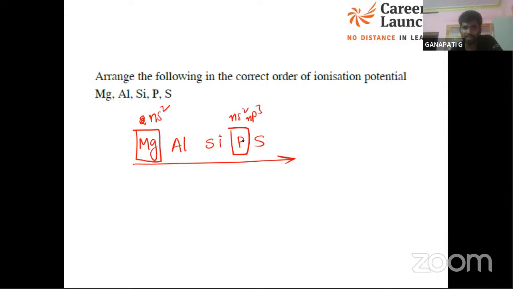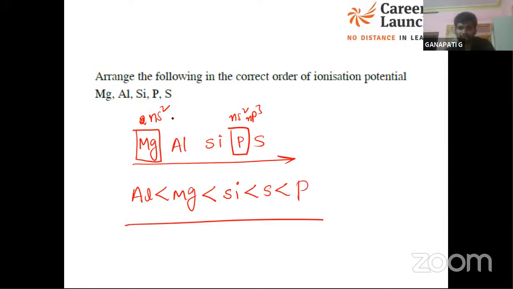Because of this, it will have more. So aluminium is less than magnesium, which is less than silicon, which is less than sulfur, which is less than phosphorus. This is the order of ionization potentials. So it's purely a periodic table question. You can see it here. The next one.